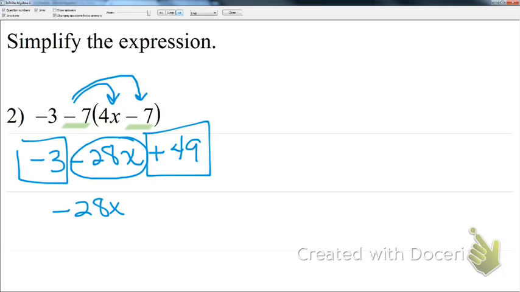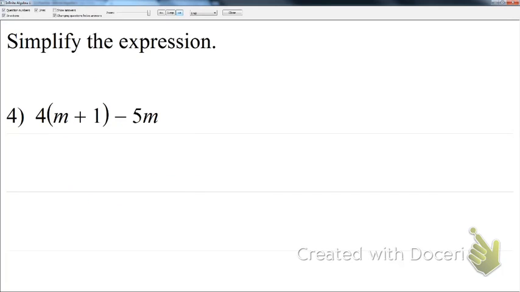Those are opposite signs, so you have to subtract. The bigger sign is positive, so I have positive 46. And that's your final answer, negative 28x plus 46. You can do number 3 on your own and check it later, but I want to skip over to problem number 4 and give you an example of what you do here.